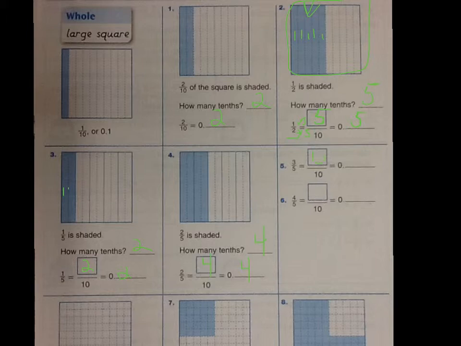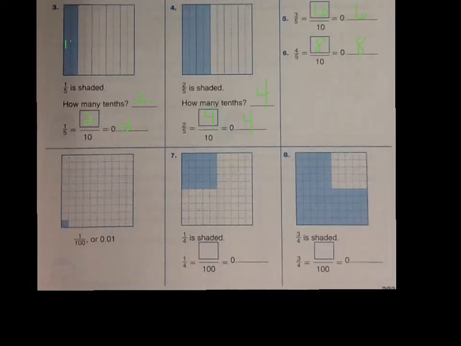3/5 is equal to 6 tenths, written as a decimal 0.6. And lastly, who can help me with number 6? 4/5 is equal to 8 tenths, written with the decimal place. Now we can take a look at the bottom of the page. We see over here that 1/100th is filled in, which is the same as 1/100th over here.